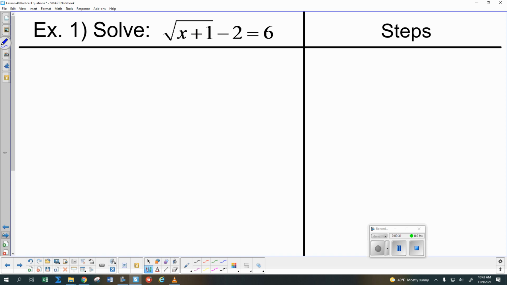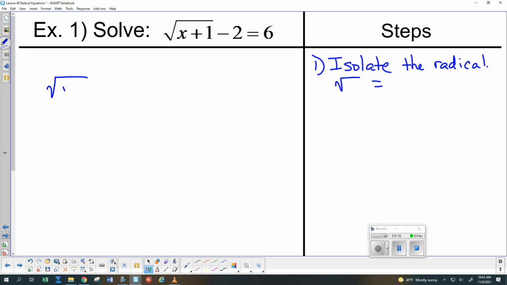So here's one. It's an equation. I have something equals something else, so it's an equation. And there's a square root sign in there. The first thing that I want to do is to isolate the radical. That means I want to get the square root all by itself on one side of the equals. So for this one, I need to add the 2 to both sides so that I have the square root of x plus 1 equals how much? Equals 8. So everybody comfortable with that?